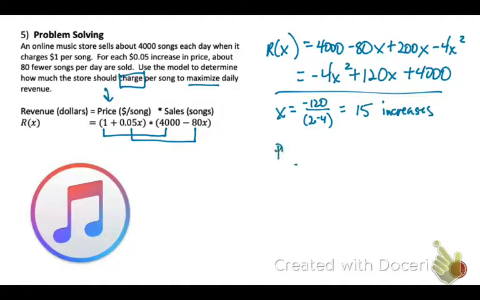Now we need to know the price, so we're not going to plug this 15 into the entire equation. We're just going to plug it into the first expression that will give us the price. So it's $1 plus 5 cents per the number of increases. So 15 increases, that's 75 cents. So if this music store sells their songs at $1.75 each rather than $1, they will actually maximize what they can make.